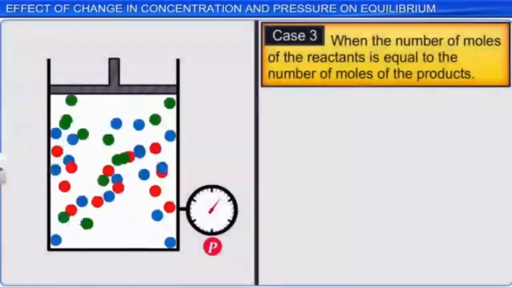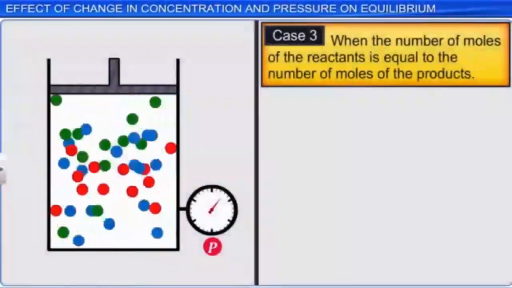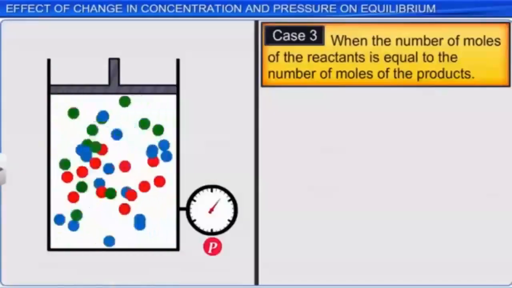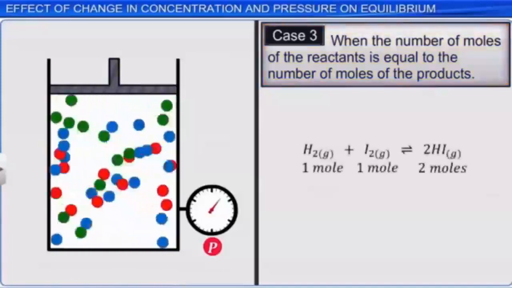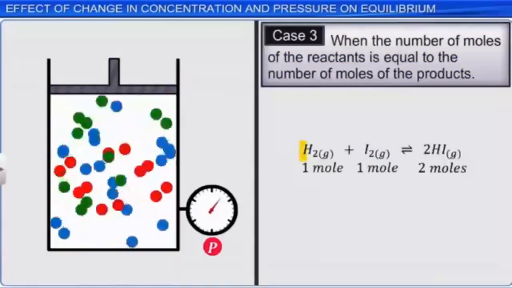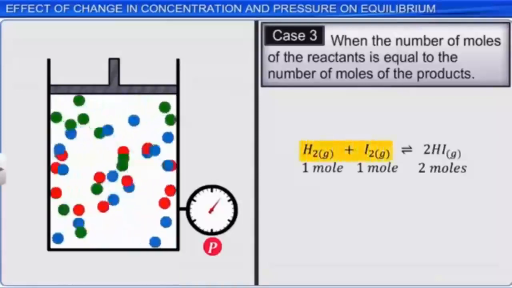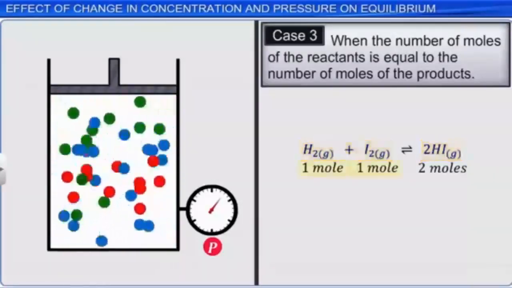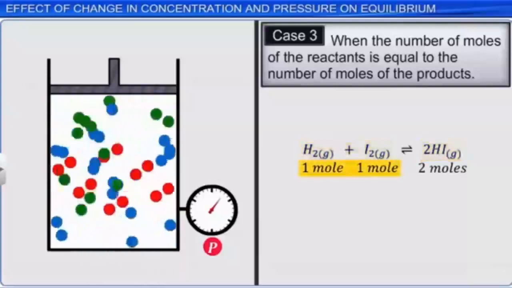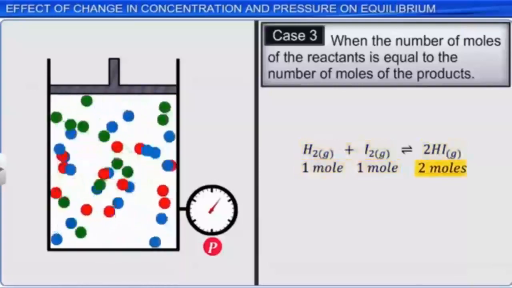Case 3. When the number of moles of the reactants is equal to the number of moles of the products. Consider the gaseous reaction H2 + I2 in equilibrium with HI. You can see that in this reaction, the number of moles of the reactants and the products are the same, which is 2.